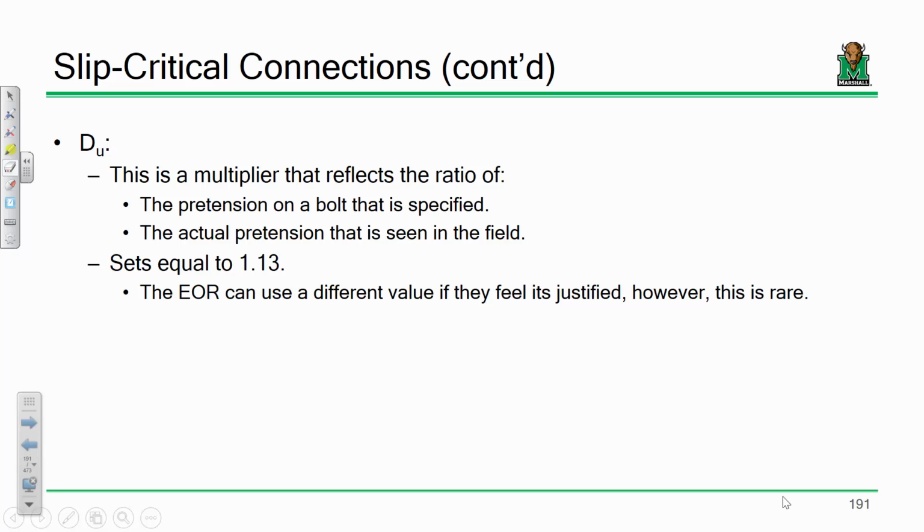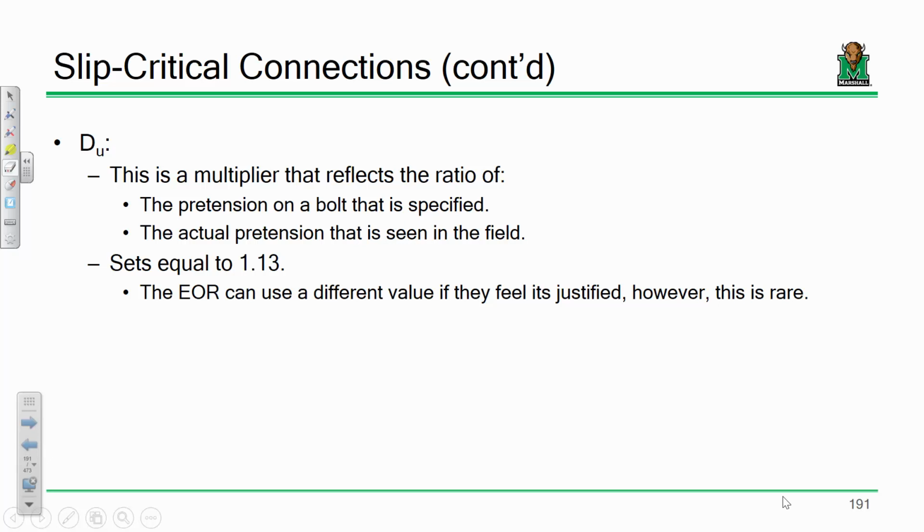That's really rarely done in practice. Again, keep in mind, usually when you're developing specs like this, 13% is the floor. You're probably getting way more pretension than that. Usually what an engineer of record might want to do is use a higher value, not a lower value.